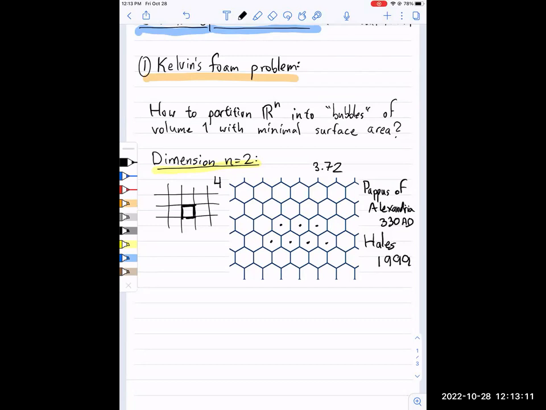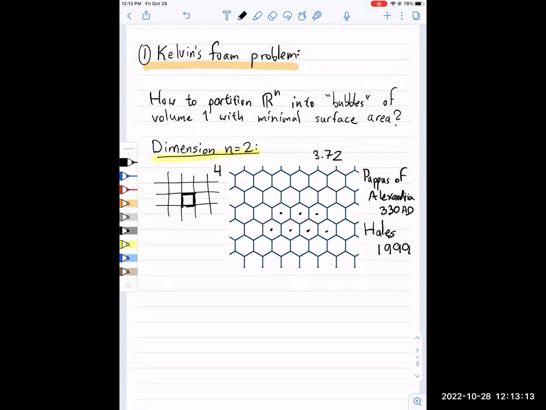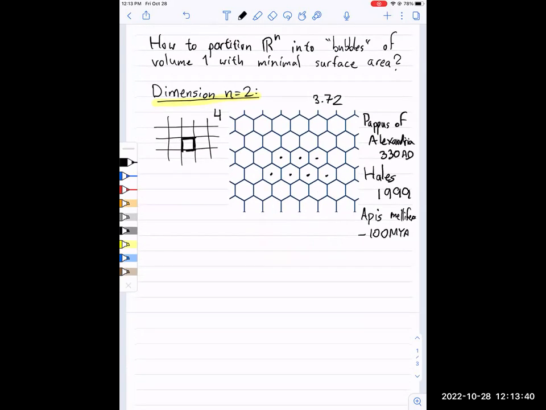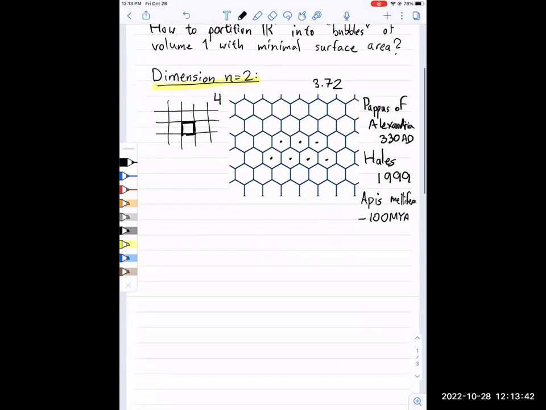This also shows up in nature, that's why it's called the beehive, of course. That was discovered by Apis mellifera, I checked, 100 million years ago. I'm serious. Somehow they realized that this is the best way to create chambers using the minimal beeswax that you have to build the cell walls from. Okay, so this is dimension 2.